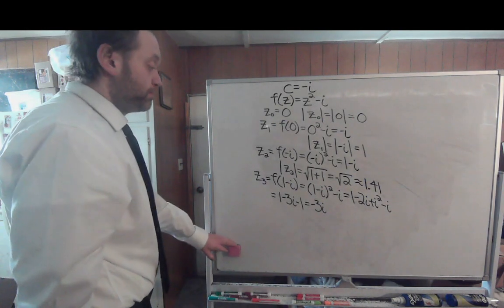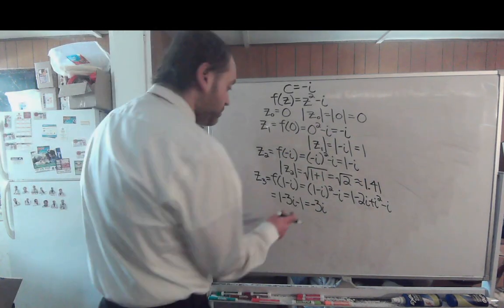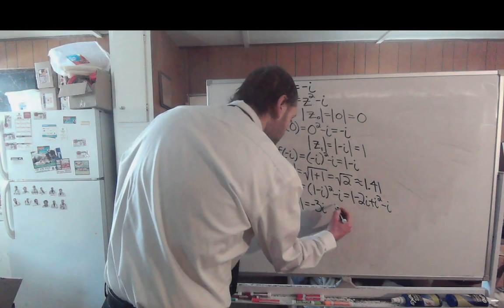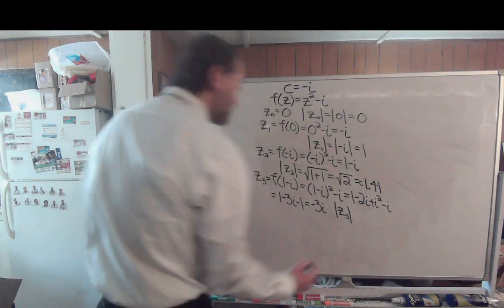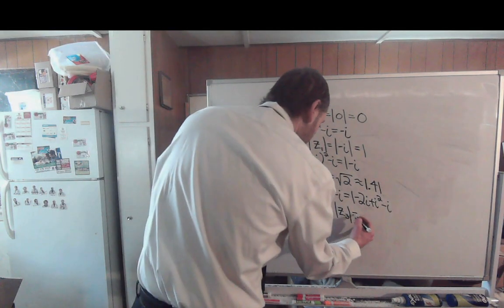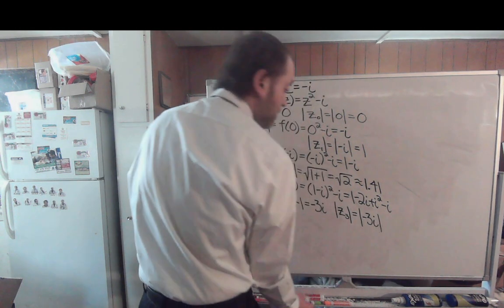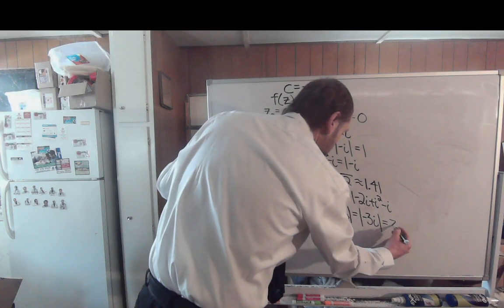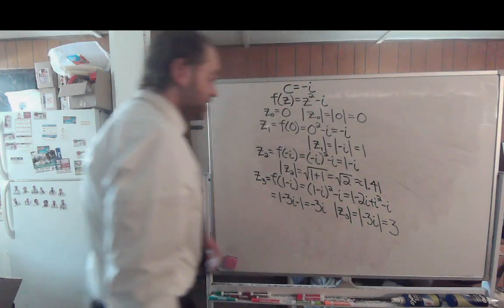Alright, so now we're going to find the absolute value of z sub 3, which would be the absolute value of negative 3i, which would just give you 3. Well, notice we still keep steadily increasing.